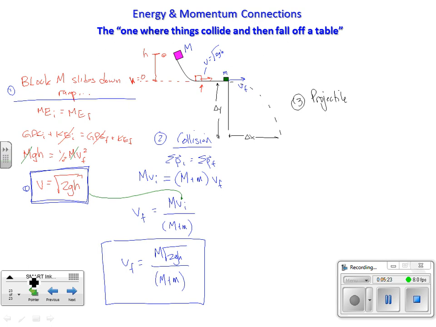I think it's a good reason to do this problem. All right. We'll always do things like this with a projectile problem.